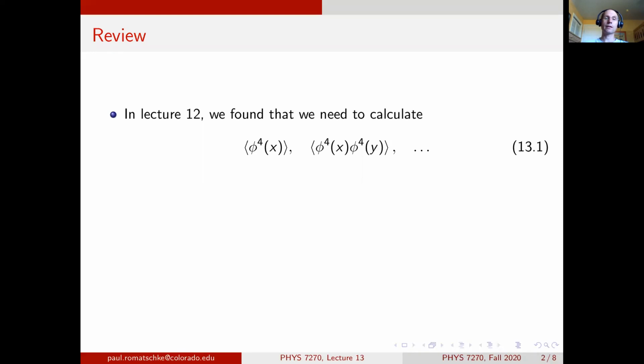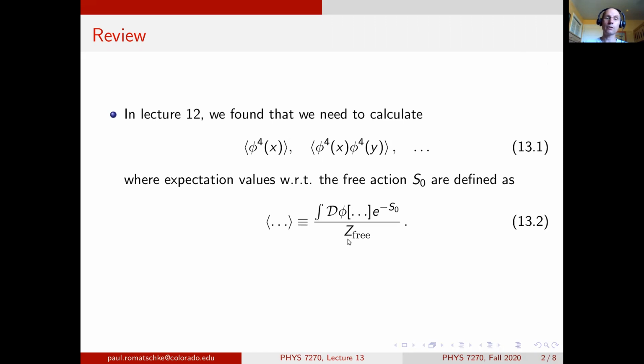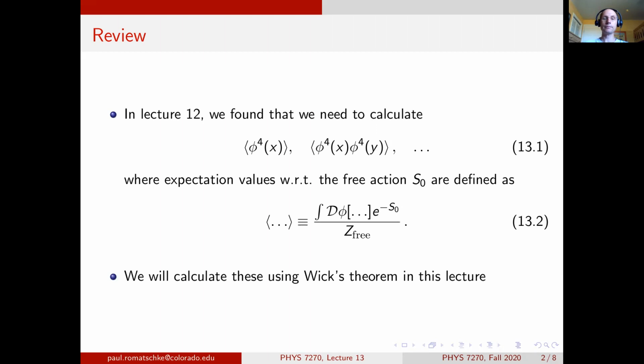Recall that in lecture 12, we said that in order to find the pressure of an interacting quantum field theory in perturbation theory, we needed to calculate expectation values of powers of the field, such as the expectation value of phi 4, the expectation value of phi 4 of x, phi 4 of y, and so on. Now, these expectation values were defined as path integrals of whatever operator we're considering times the exponent of minus the free action, meaning an action that's just quadratic in the field. In this lecture, we'll learn about Wick's theorem and how to calculate these particular expectation values.